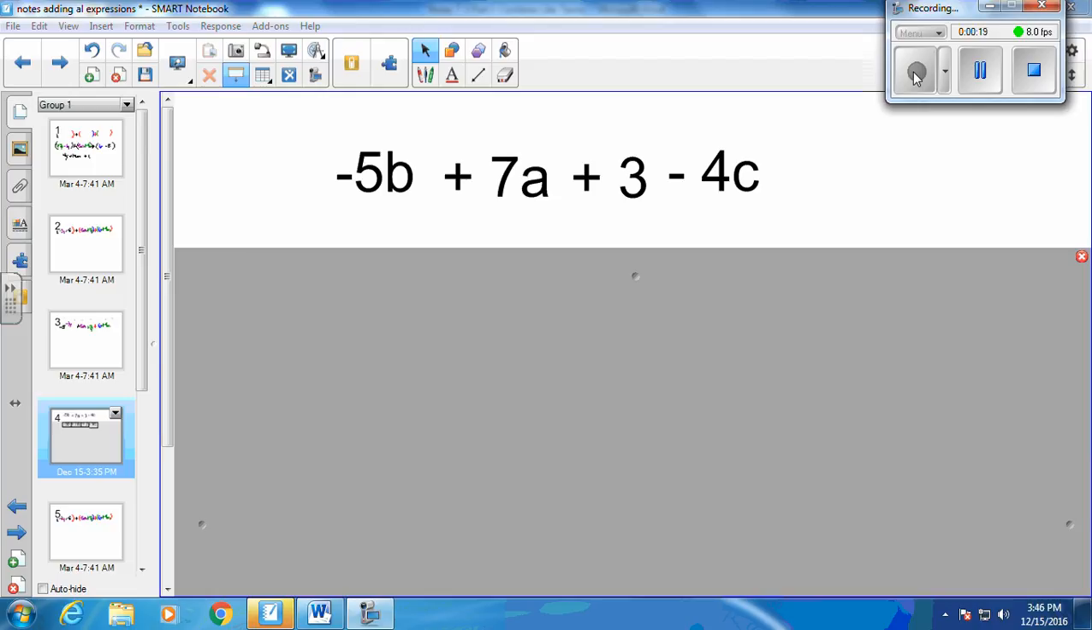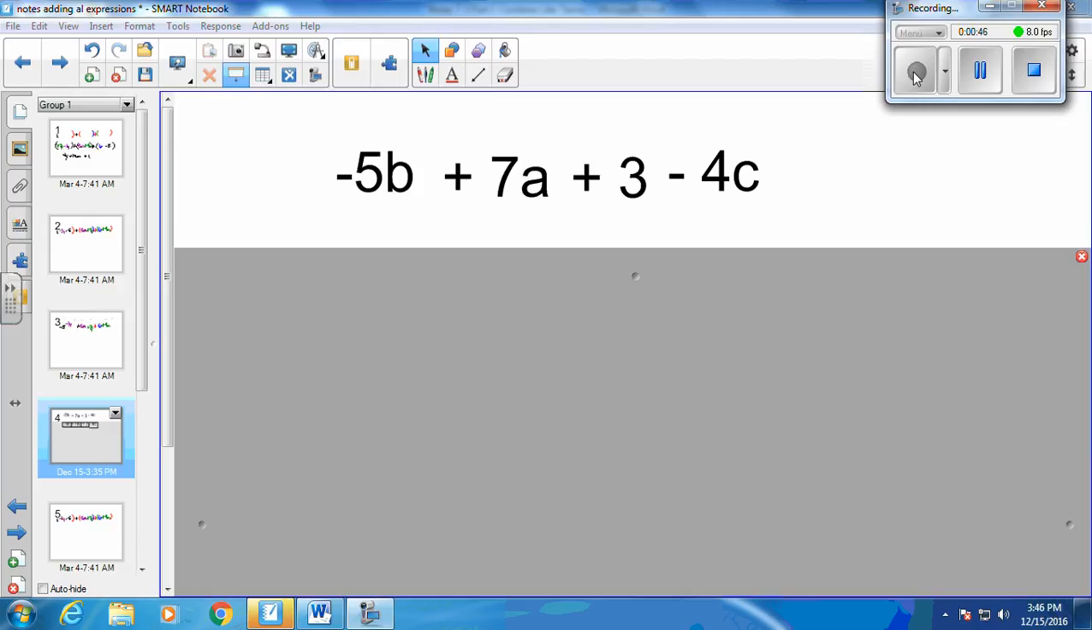This is the first day of Topic 7, and again, as I said in class, we're going to do things a little bit differently. We're not doing it directly in order as the textbook shows. You do not have this original problem on your paper. I just want to show you this expression here, negative 5b plus 7a plus 3 minus 4c. We're going to start talking about some vocabulary using this example, which is on your notes.